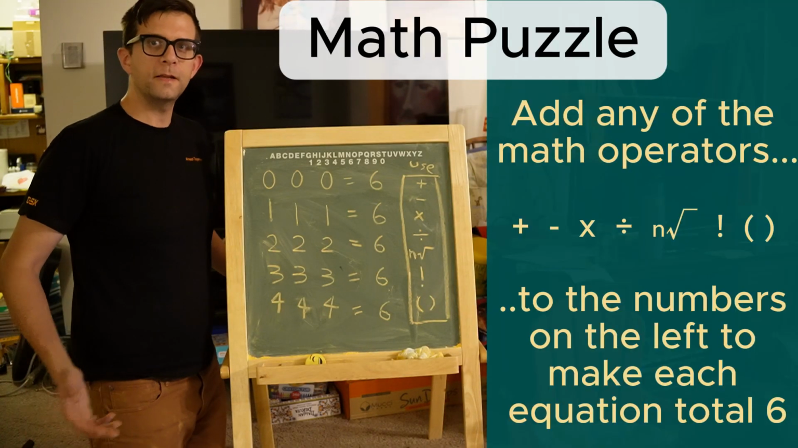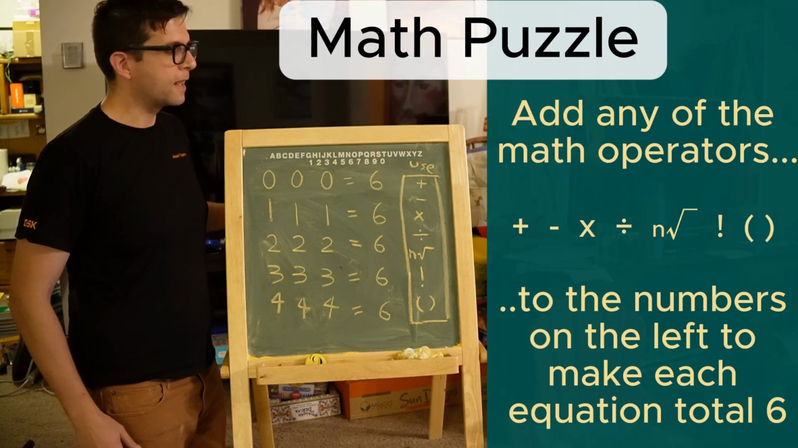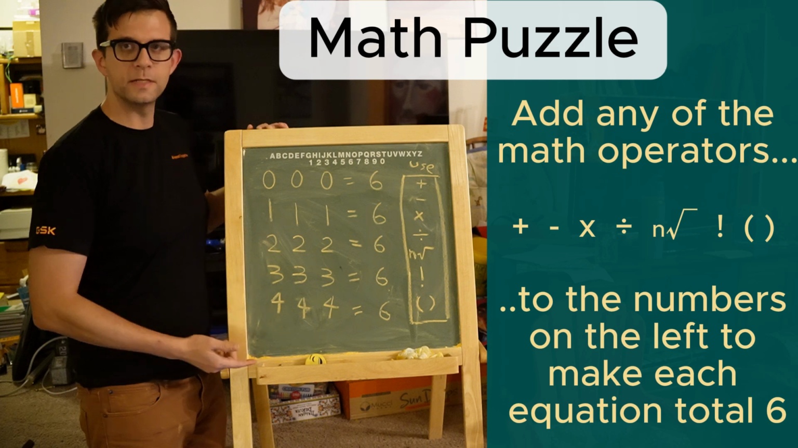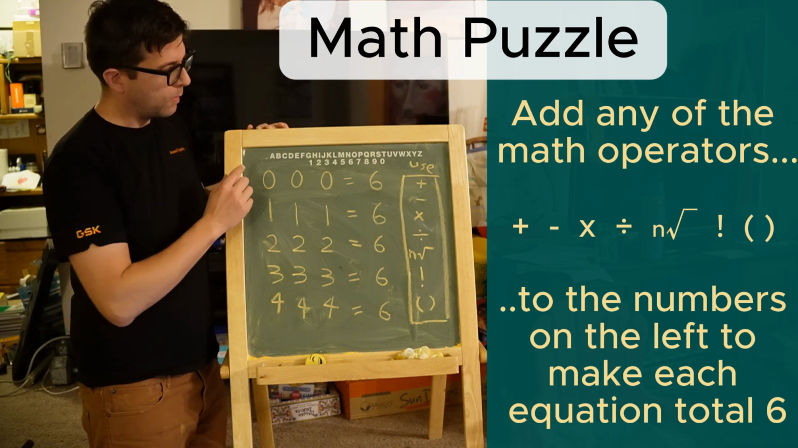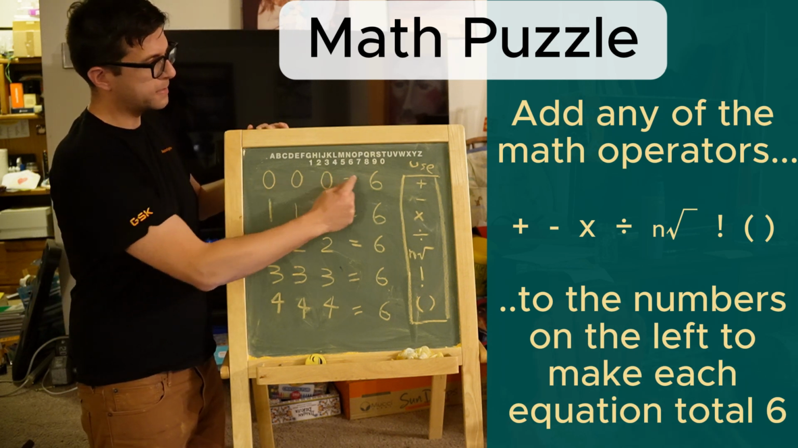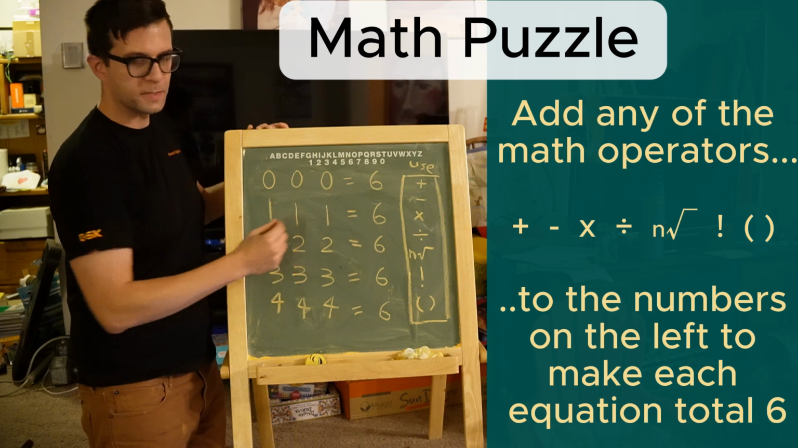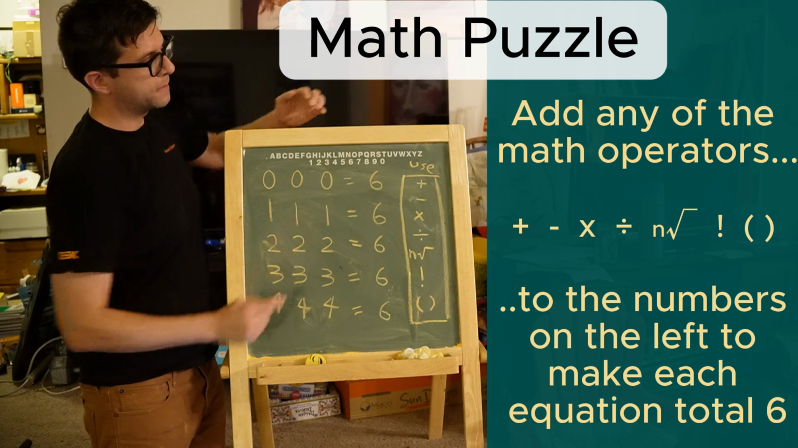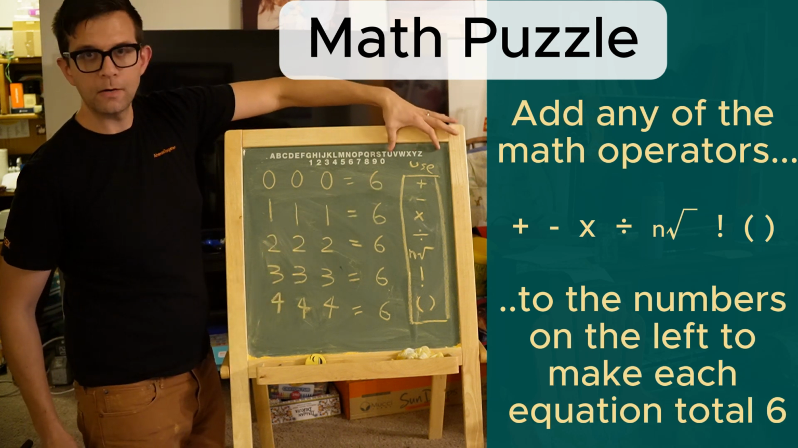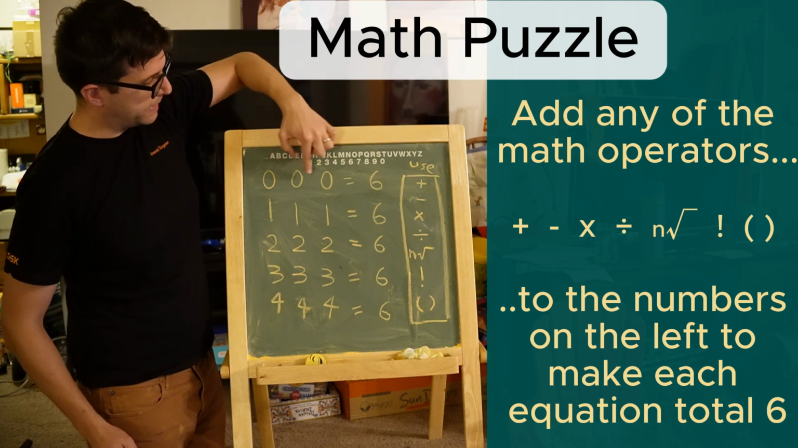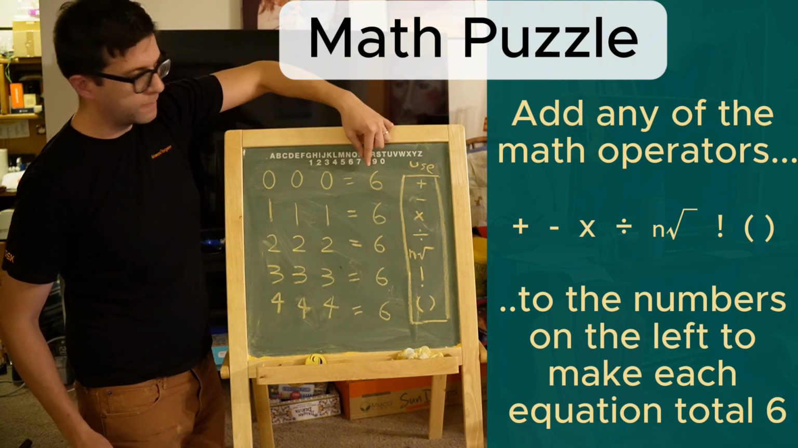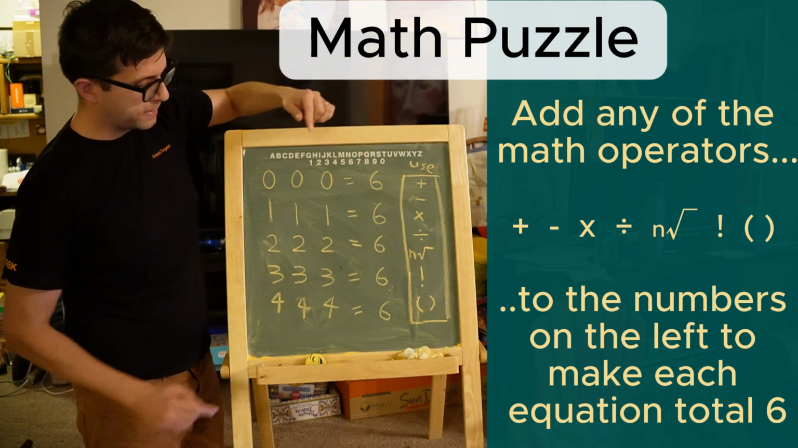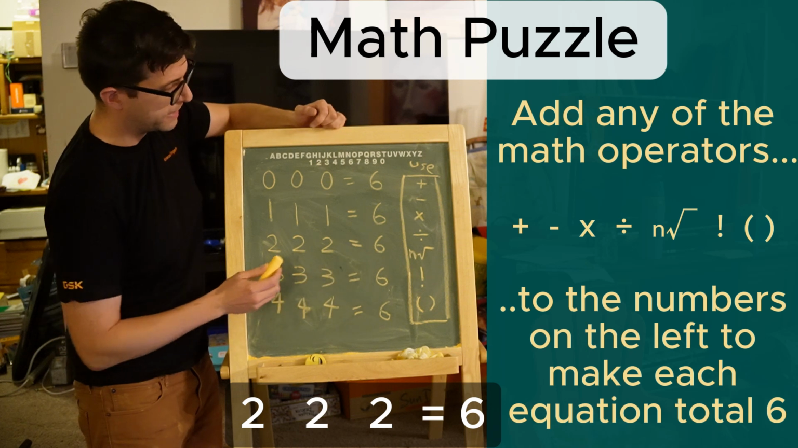Hello. Today we're going to be solving a math challenge using these numbers that you see on the screen here. What we're going to be doing is trying to solve all of these equations to make these statements true. What you have to do is add mathematical operators between the numbers on the left to make all of these equal 6. For example, we'll do an easy one.